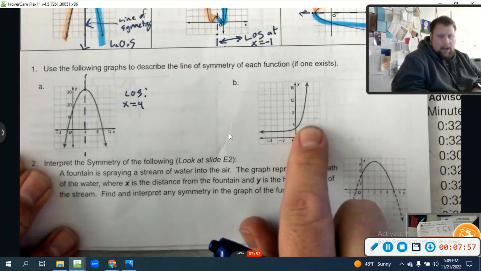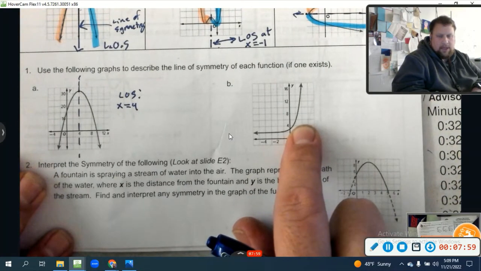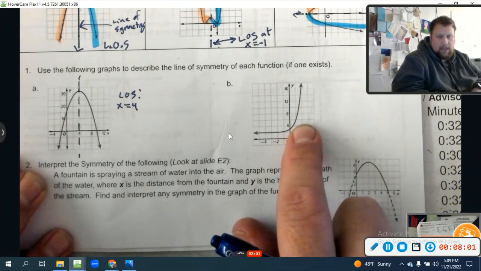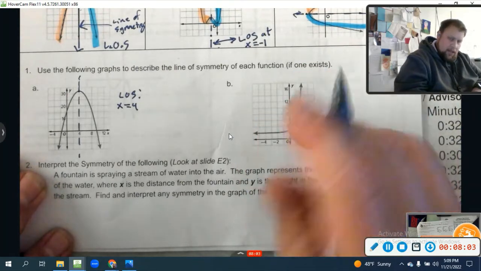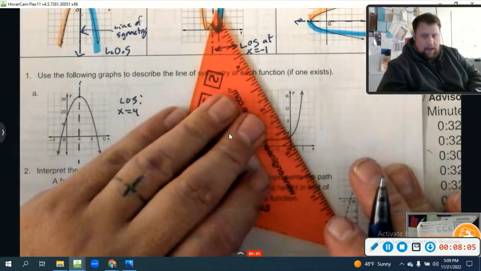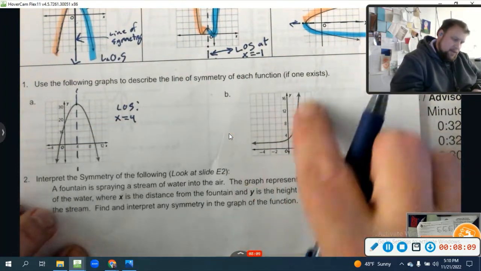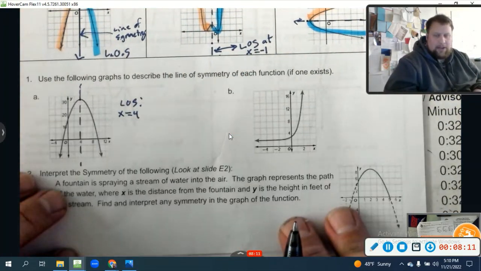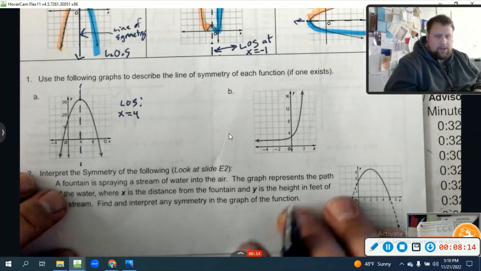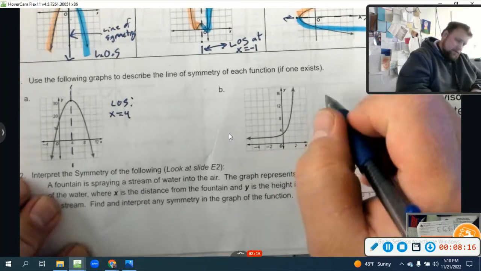But what about right here? Look at this one. What's going on there? Is that going to work? Is there anywhere I could draw a line? Right? Even imagine this being the line. Kind of looks like right there, but even then I wouldn't. This is exponential. There's no line I can draw that's going to work right here. So this one has no line of symmetry.